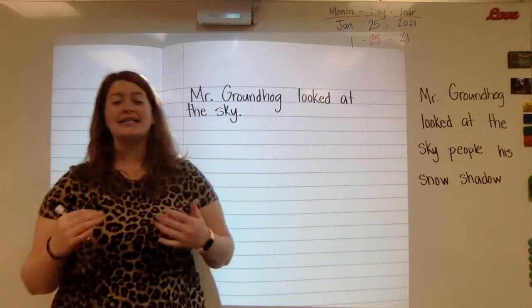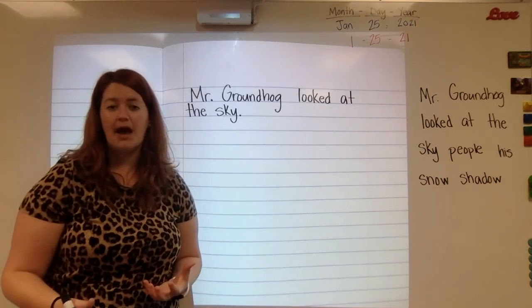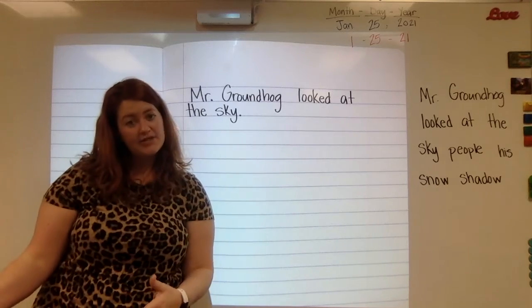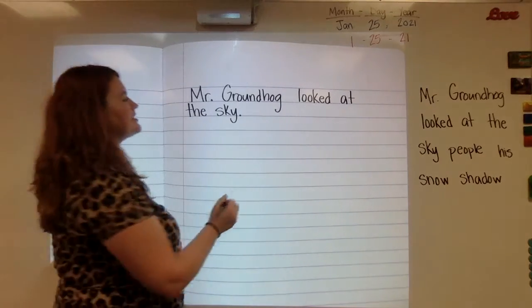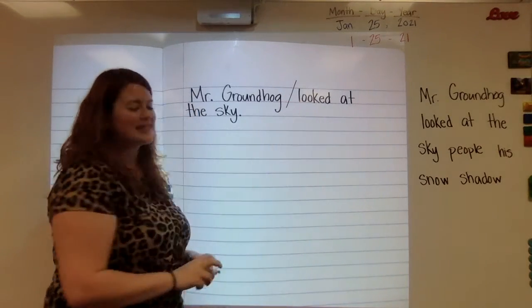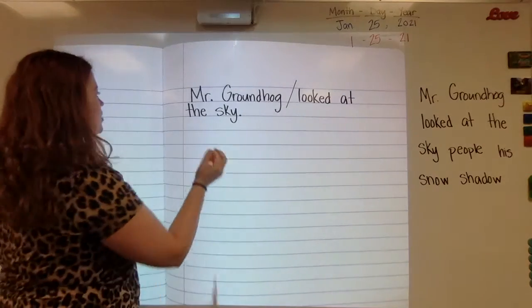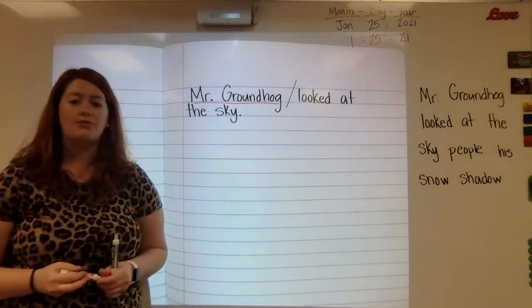I need to separate my subject from my predicate, my who or what is my sentence about, from my telling or doing part. What is the sentence telling about the subject, or what is the subject doing? I know, I'm going to separate it after Groundhog because I think that my whole sentence, the subject is Mr. Groundhog. It's all about Mr. Groundhog. So I'm going to underline that in red.